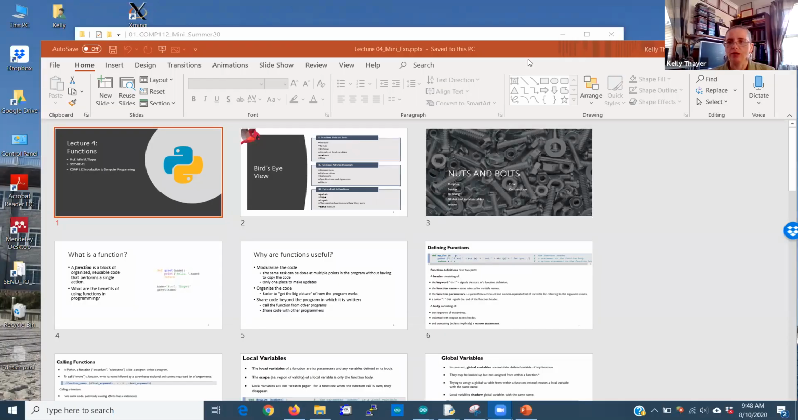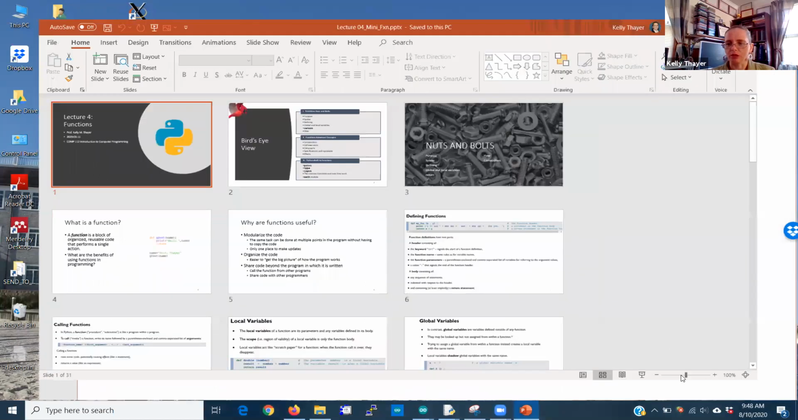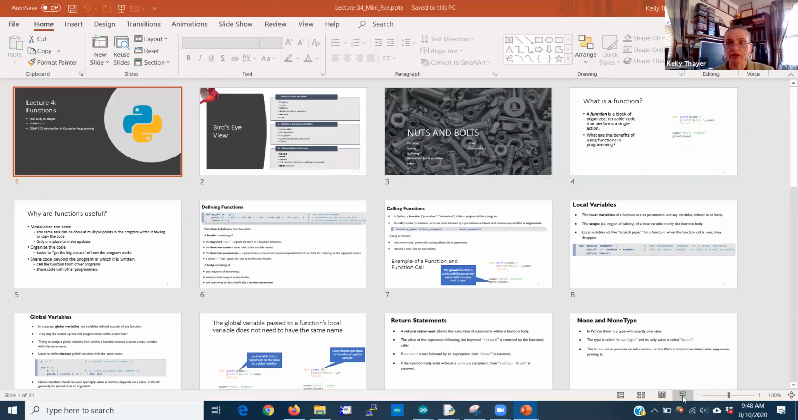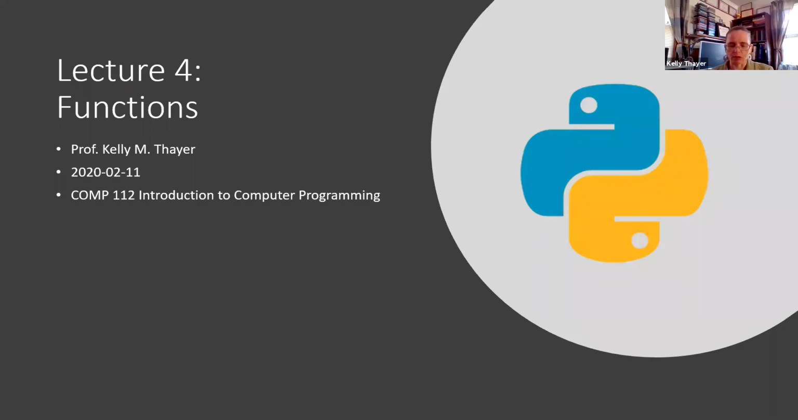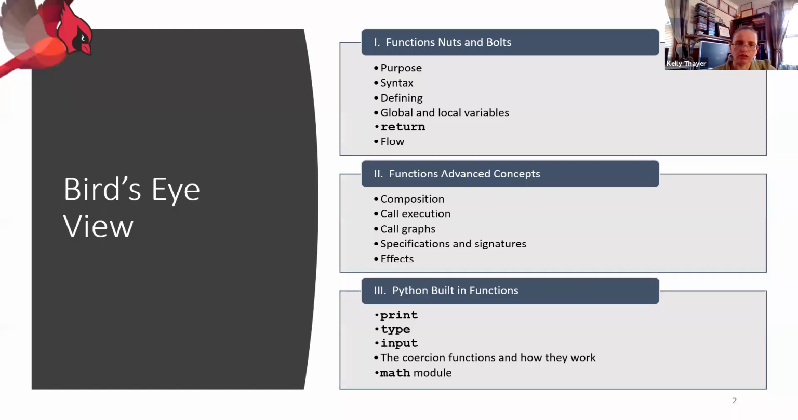So we have been talking about variables and we have been talking about how to assign variable values. And we've been talking a little bit about how to make programs. Today we're going to talk about how we can put that information together into functions to make this a little bit more modular. So this is a bird's eye view of what we're going to talk about.